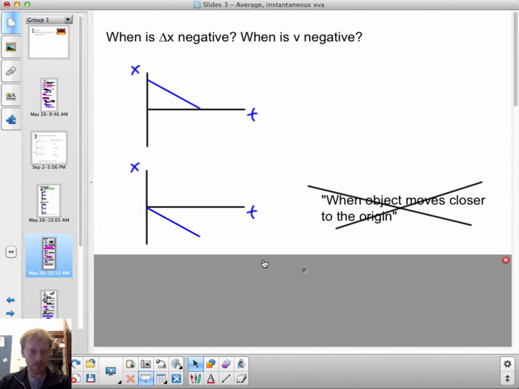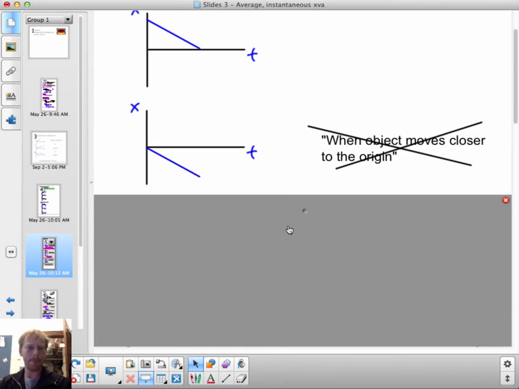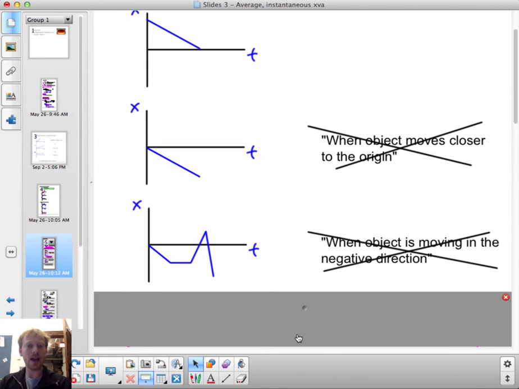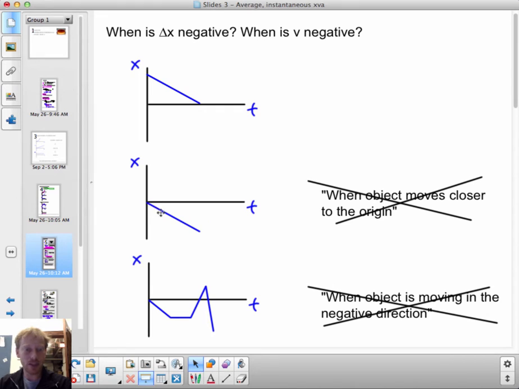But check it out. Here, if an object starts at a positive or negative position and then goes into more negative territory, well, is this object getting closer to the origin? No, this object is getting farther from the origin of position. So I guess it would be tempting to say when an object is moving in the negative direction, then it will have a negative velocity. It will have a negative displacement.